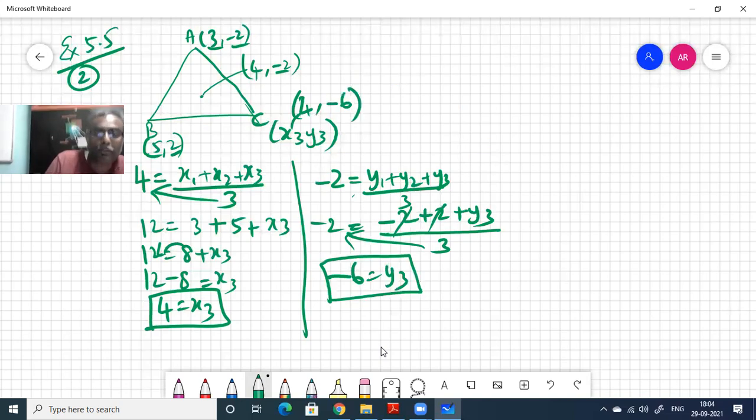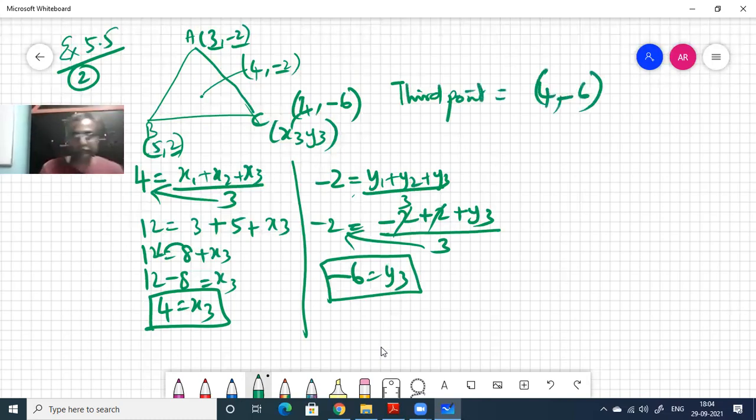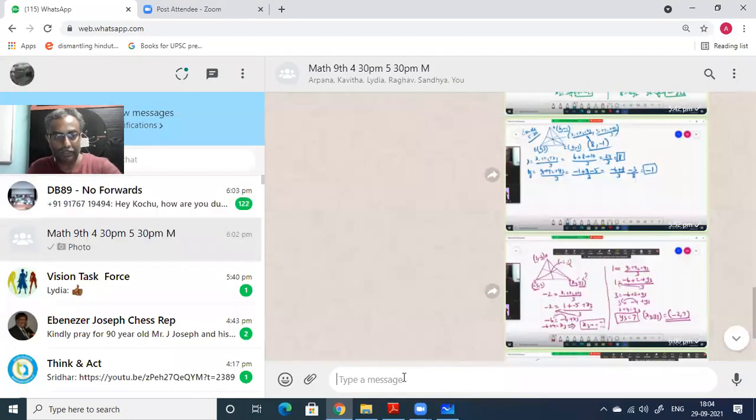So the third point is equal to (4, -6). Okay, third point is (4, -6). So very easy sums these are.